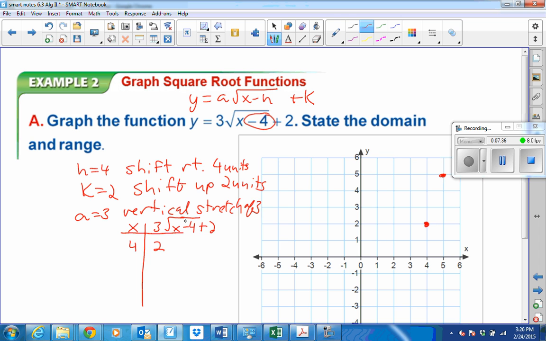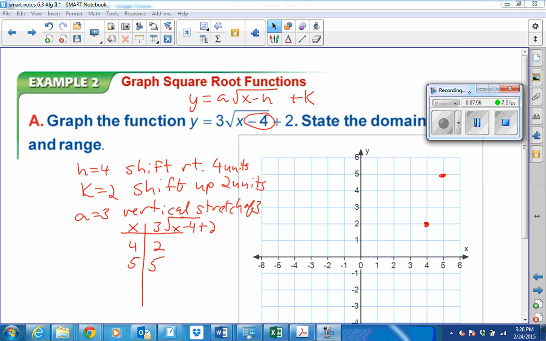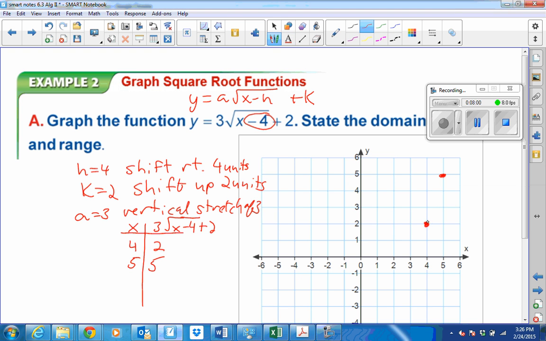Next value we want to pick for x is what's going to give us that square root of 1. And if x equals 5, we get 5 minus 4 is 1. Square root of 1 is 1. 3 times 1 is 3, plus 2 is 5. And so we have the point (5, 5). And that gives us the shape of this function. And it's going to be really tall. And it'll keep going up like that.